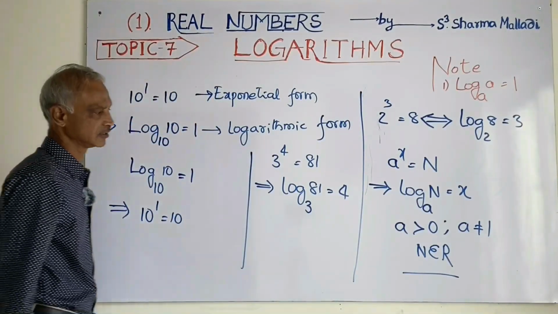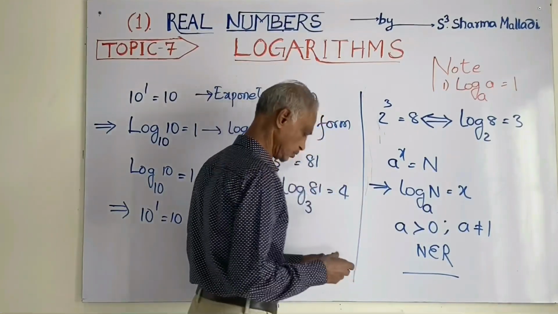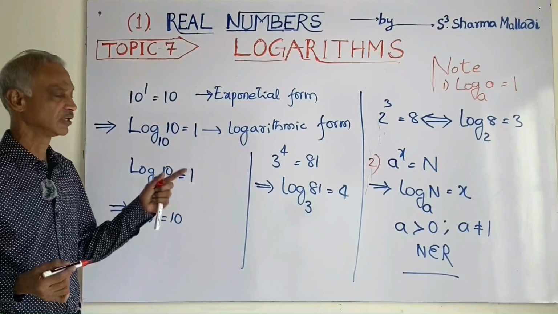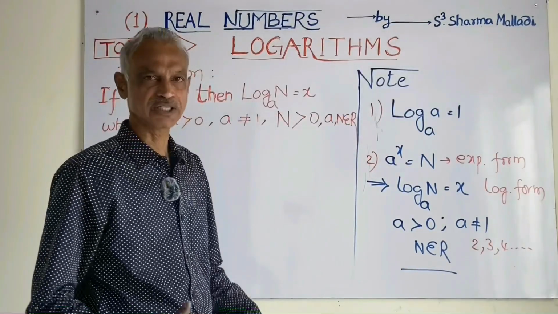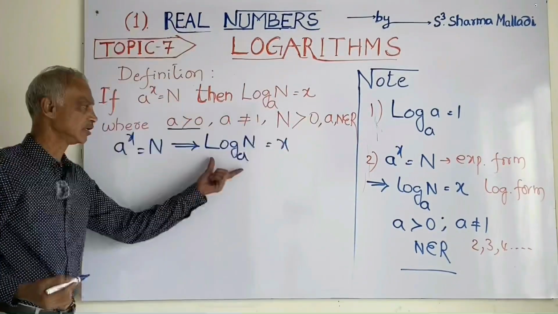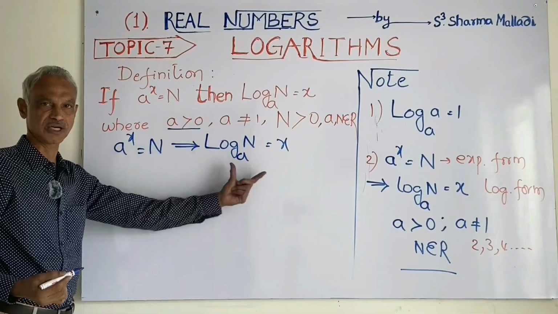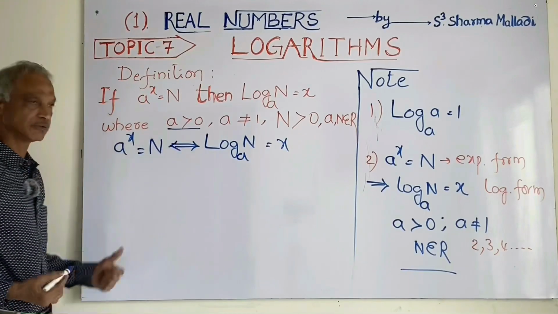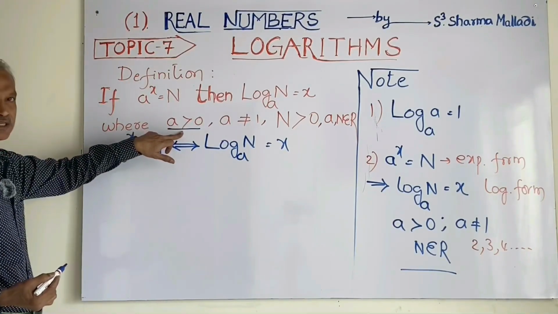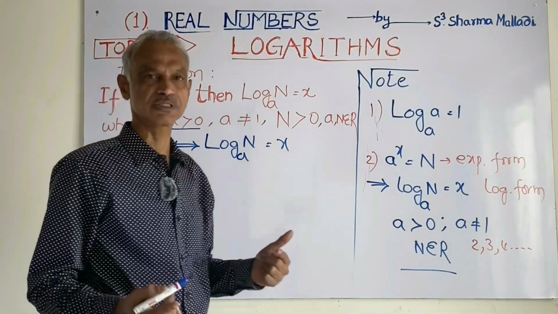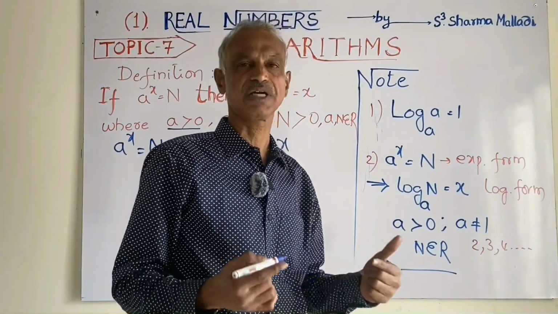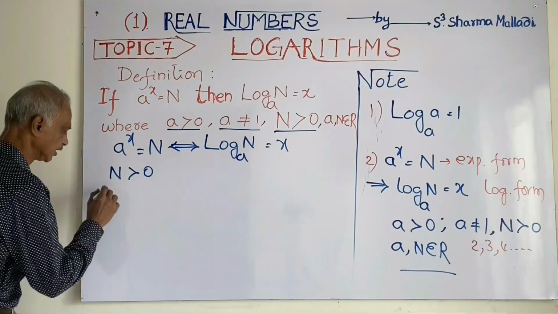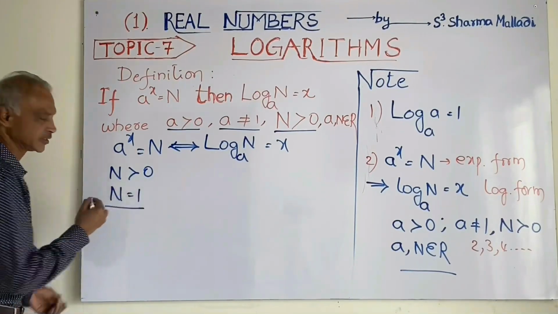Now, what is another note? This is note number 2. Now, you should understand the definition. What is the definition? Log n to the base a is equal to x, logarithmic form. You should write in exponential form like this. Now, a is greater than 0 means a should not be equal to minus 1, minus 2, minus 3, like that. N should be greater than 0 means, you take n is equal to 1. It should be greater than 0.